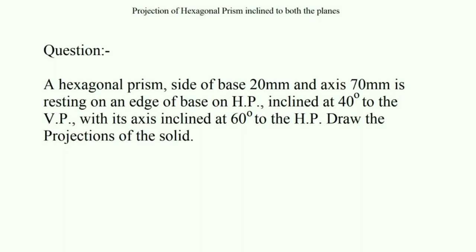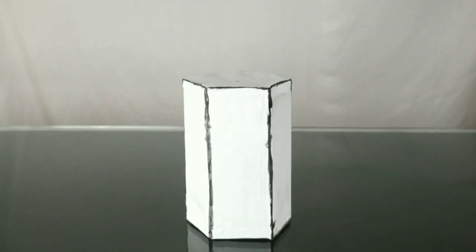Let's see how it is done. Let's assume this is the hexagonal prism with a base edge length 20 mm and height 70 mm. Let's also assume that the table on which the prism rests is a horizontal plane and the white background is the vertical plane. At this position, the prism rests on one of its end faces, so the axis is perpendicular to horizontal plane and parallel to the vertical plane.